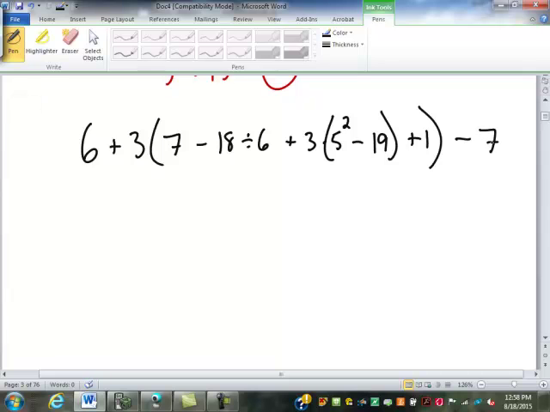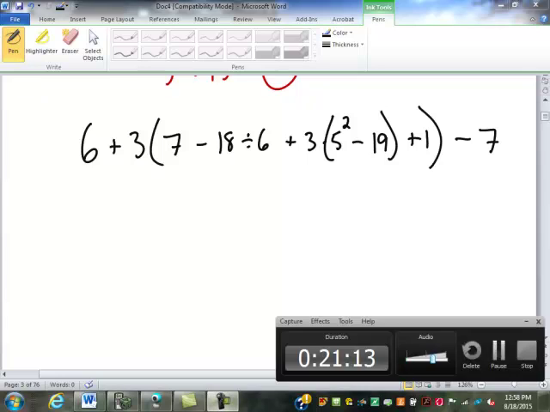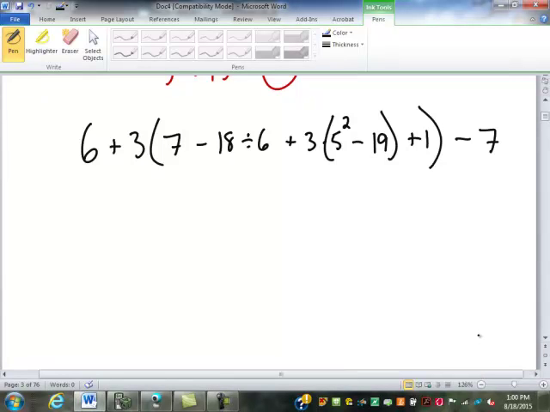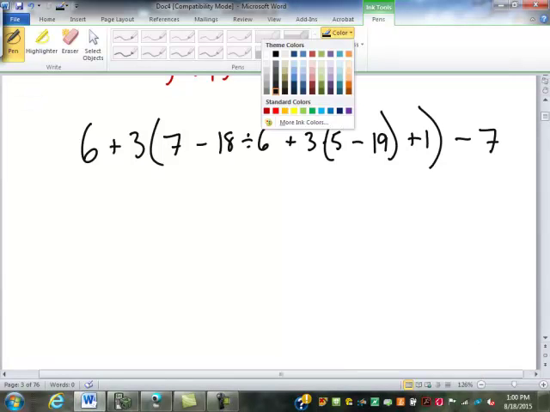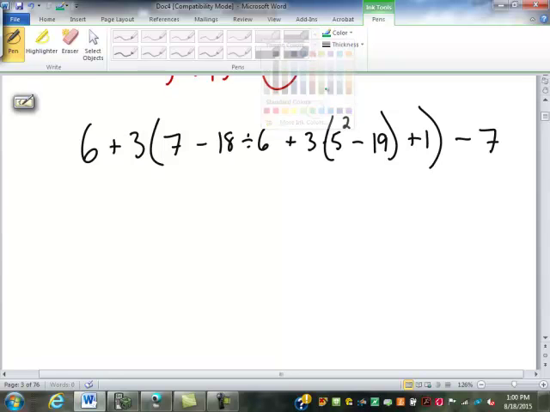Let's try that one, just a little bit more difficult. Some of you might not quite be done yet, but let's go ahead and give it a shot. Where do we start here? Well, do we have any enclosing symbols? Yes, we do. We have a couple sets.